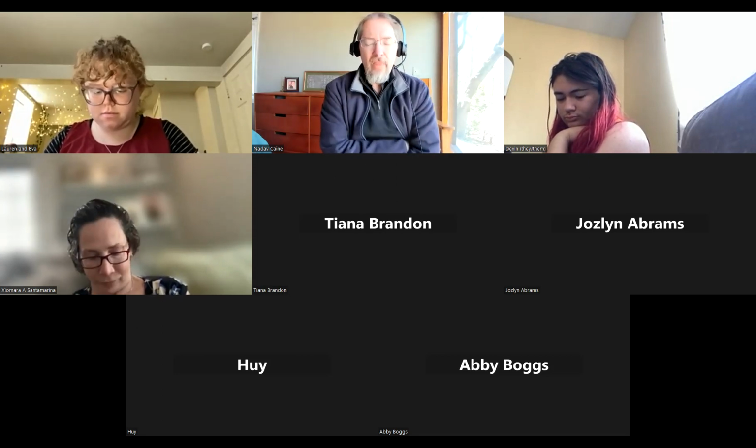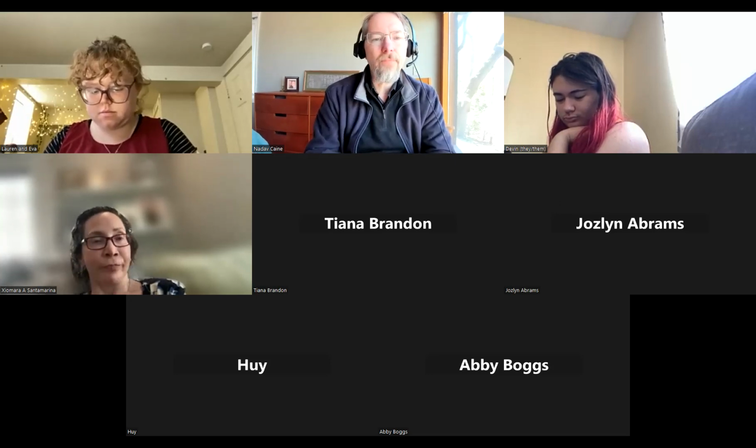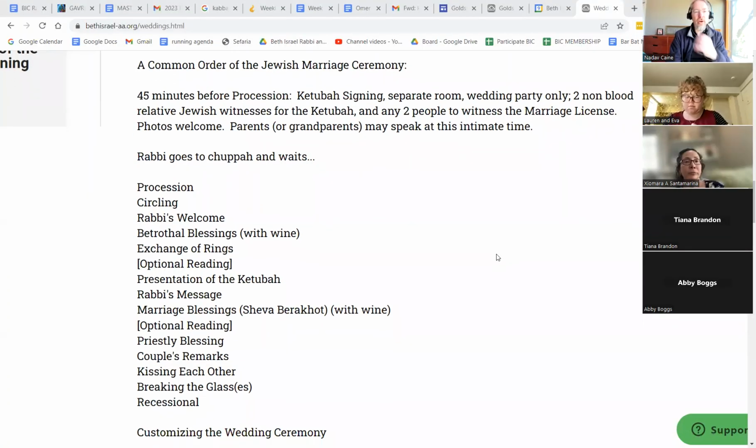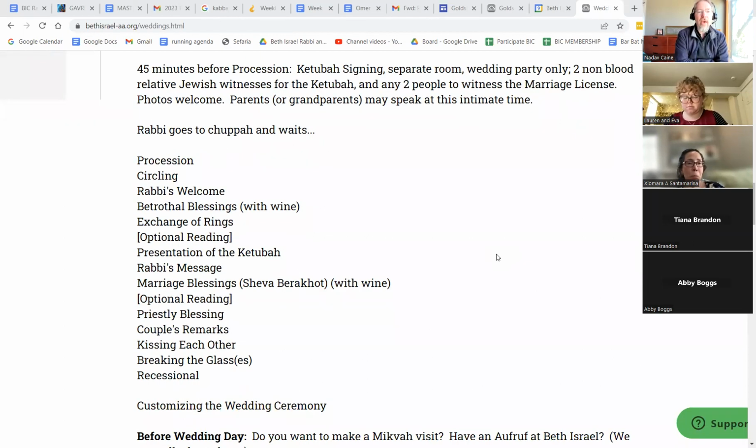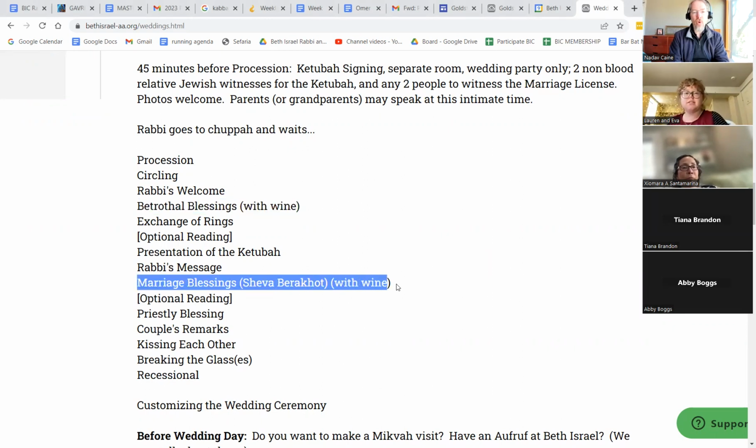But let me say something about the structure of the ceremony. If we go back to the ceremony here, the structure actually is in two parts because it reflects both the engagement and the wedding. Obviously there's no engagement, you're signing the ketubah minutes before the wedding. So what used to take place up to a year apart now happens at the same time. So there are two cups of wine. There are betrothal blessings with wine, and then there are marriage blessings with wine.